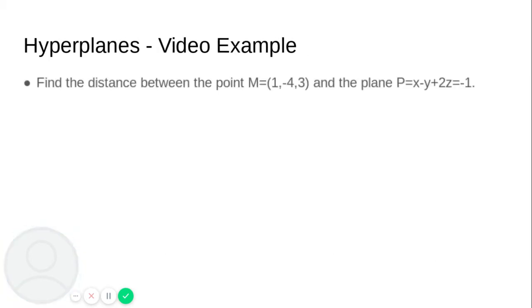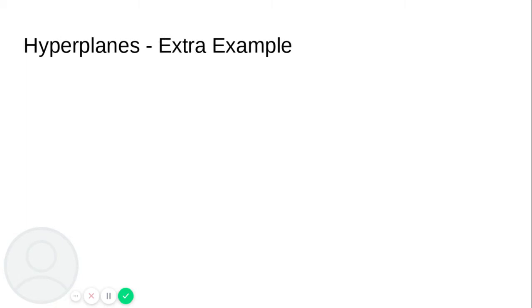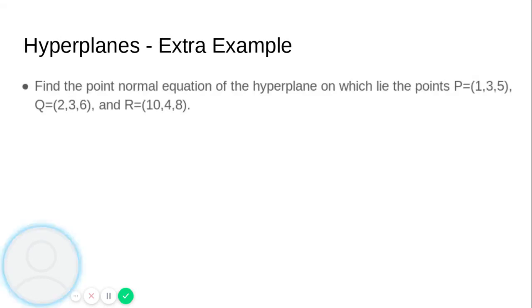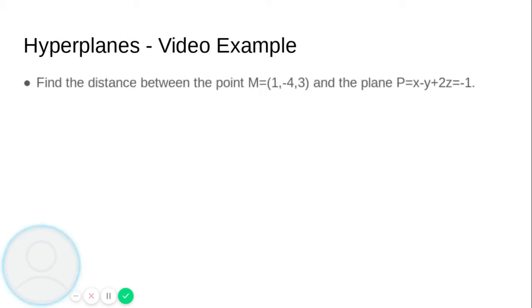Finding the distance between the point M(1, -4, 3) and the plane x minus y plus 2z equals negative 1. And then just for an extra example, we're going to find the point normal equation for a hyperplane on which 3 points lie. We're going to start with this example, and you can find the other example in the description, as always.